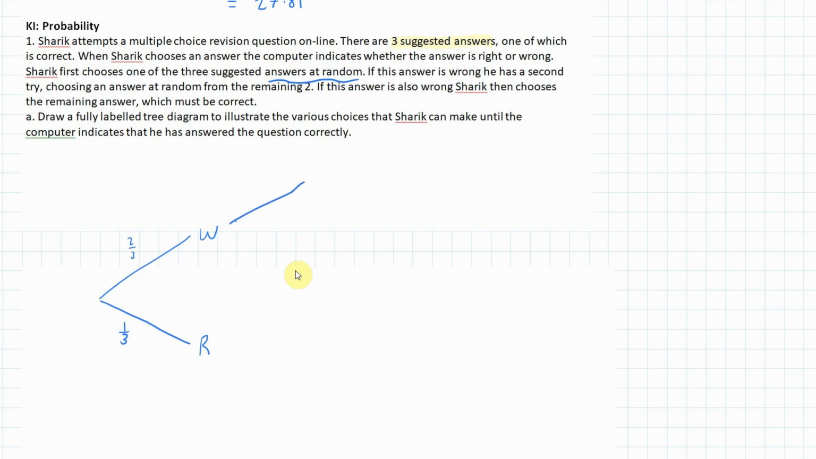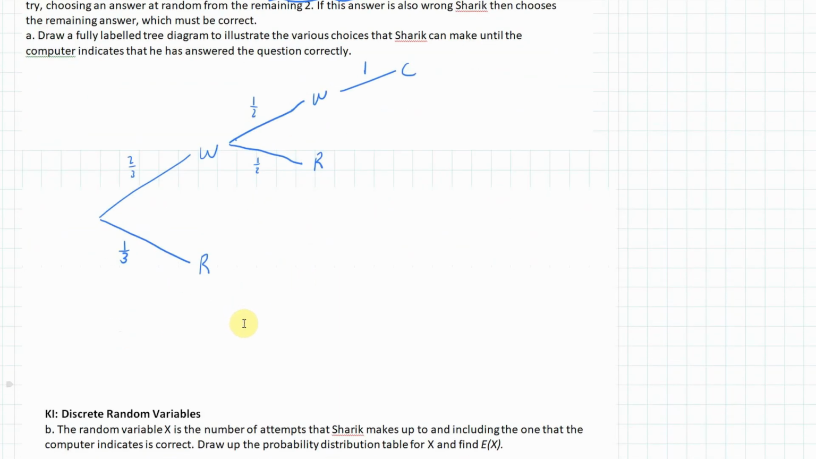Now, if he selects at random, he's only got 2 answers left, one wrong and one right. And so he's got a 1/2 chance at this point of getting either the right answer or the wrong answer. And then if he carries on, he's got a chance of 1 of getting that last one correct. So this should be our diagram. And that seems to be it for this week. That's rather easy, isn't it, really? I'm not quite sure why I didn't give you anything else there.